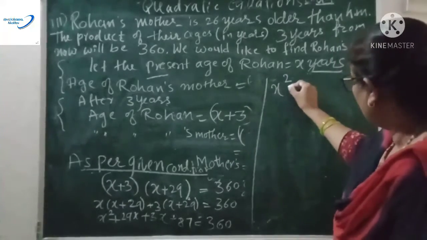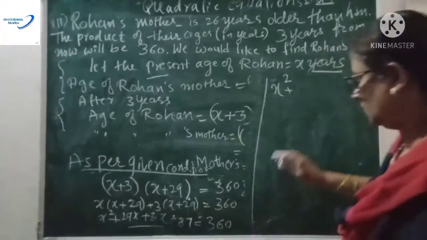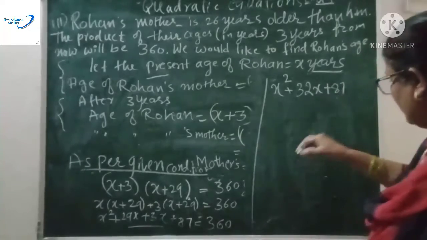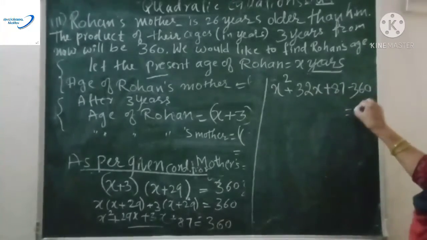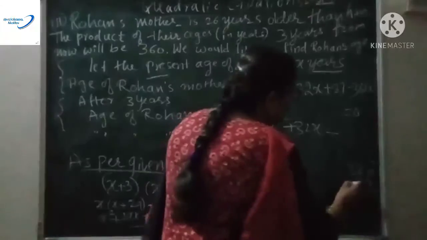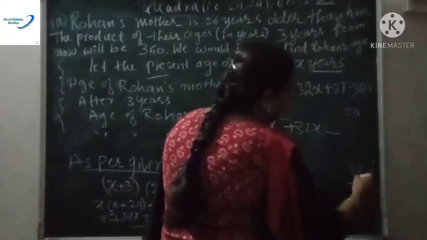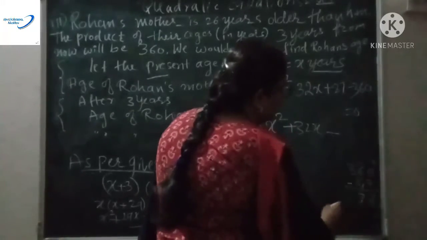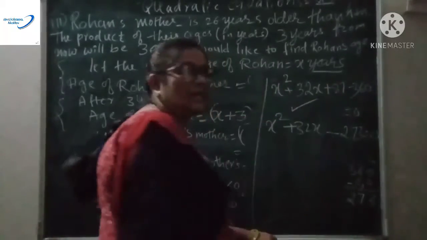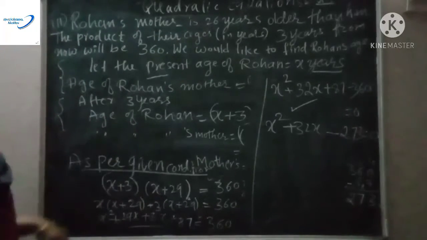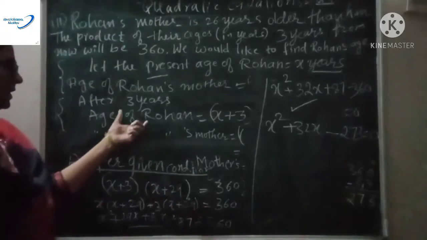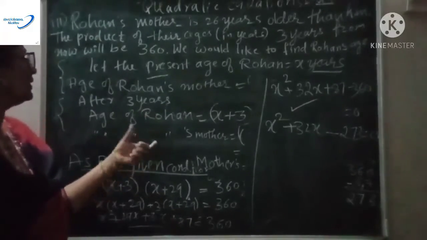x square plus 29x plus 3x get added. It is how much? 29 plus 3 is 32. x square plus 32x plus 87, bring that minus 360, then you will get 0 here. So your final answer is x square plus 32x minus 273 is equal to 0, since 87 minus 360 gives 273 with the negative sign. This is your required equation. So this is the problem about ages. Hope you understood this one. Whenever an ages problem comes, I will try to explain it in a simple way. We will continue with the next question.